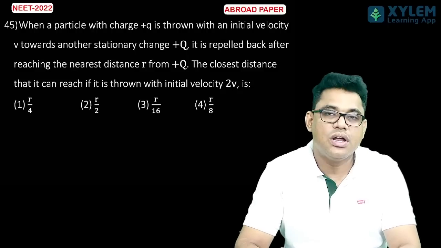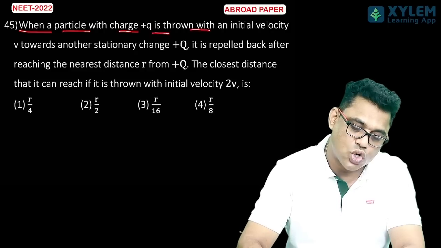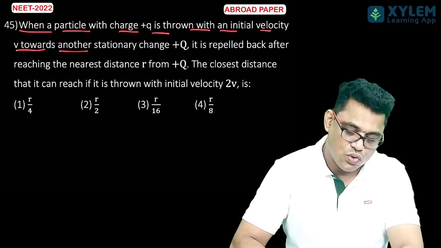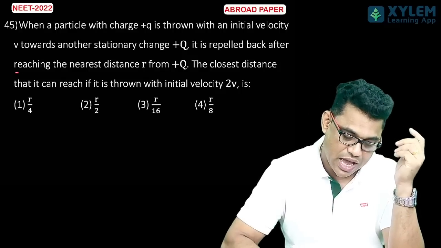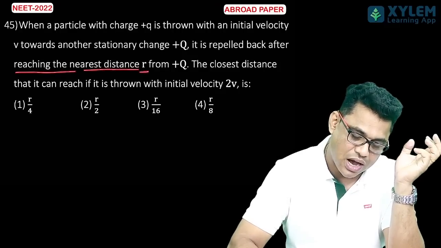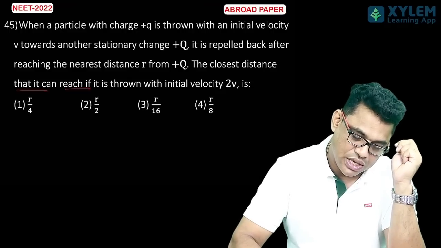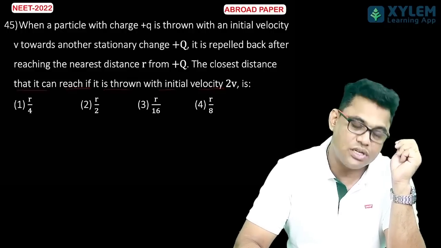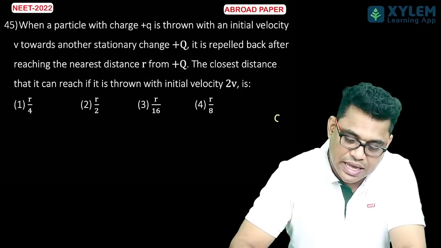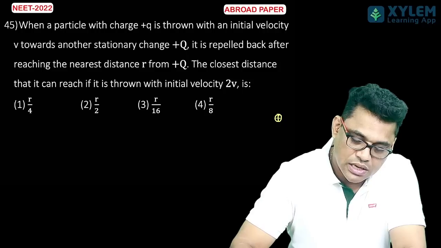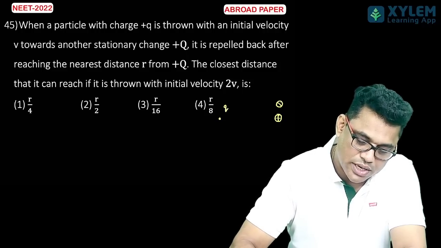Now, let us think about the 45th question. When a particle with a charge q is thrown with initial velocity v towards another stationary charge plus Q, it is repelled back after reaching the nearest distance r from plus Q. What is the closest distance that it can reach if it is thrown with initial velocity 2v? The distance of closest approach concept is known to you. Here it is given that there are two charges. One is plus Q. The other charge is plus small letter q.